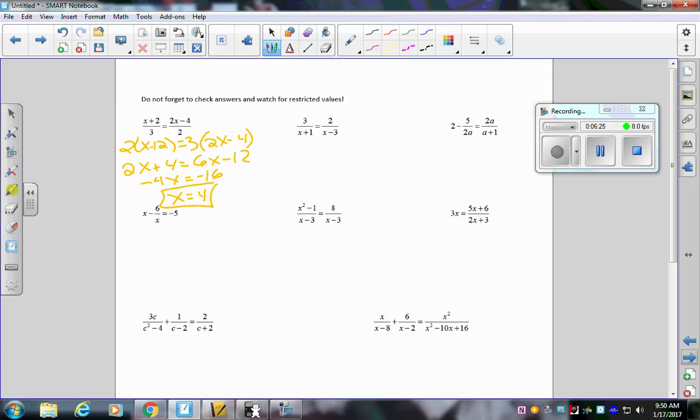And even though I don't have restrictions, I still want to plug that back into check. And it does work. 4 plus 2 is 6 divided by 3 gives me 2. On the other side, 2 times 4 minus 4 gives me 4 over 2 is 2. So both sides check out.